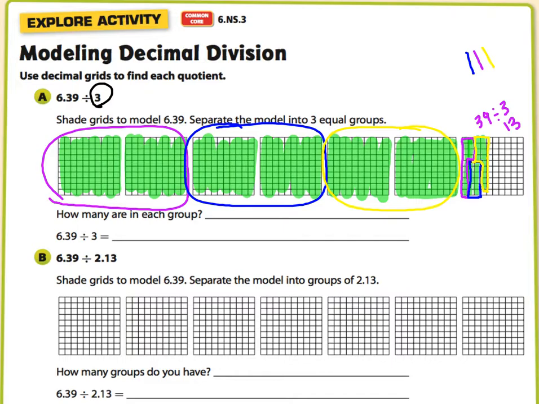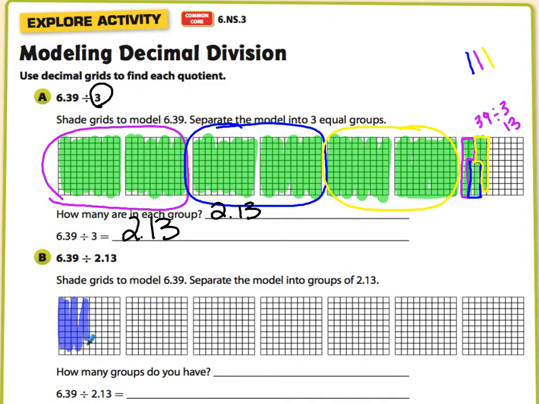So in each group, I have 2 wholes, and then each of these are 13/100ths. So I know 6 and 39/100ths divided by 3 is 2 and 13/100ths. Okay, well then to double check this, I can take 6 and 39/100ths and put it into groups of 2 and 13/100ths. So I'm going to go ahead and do it this way.